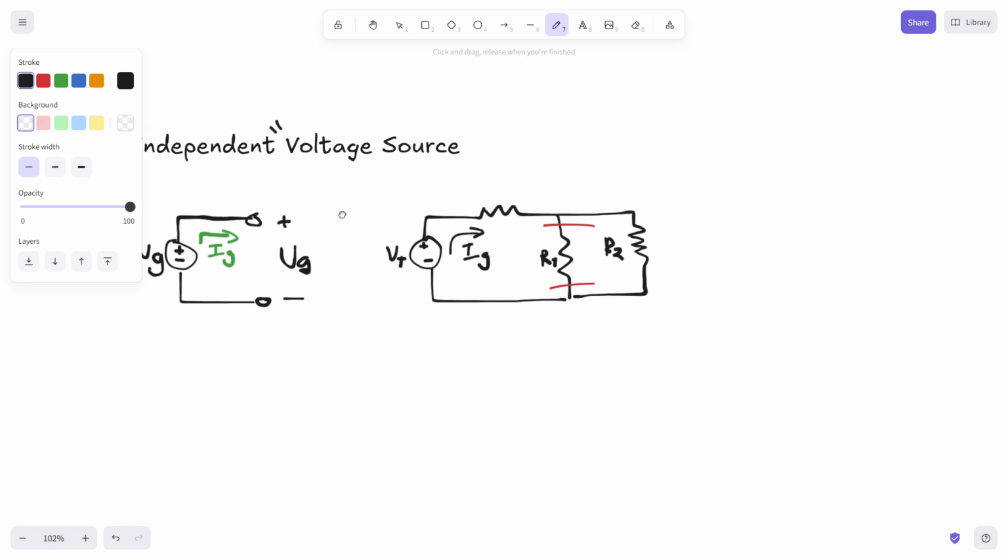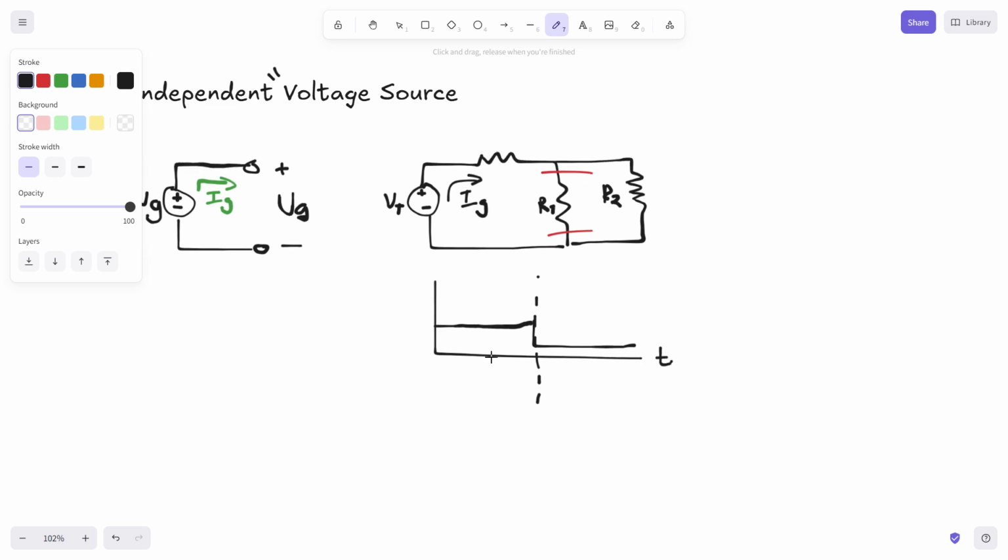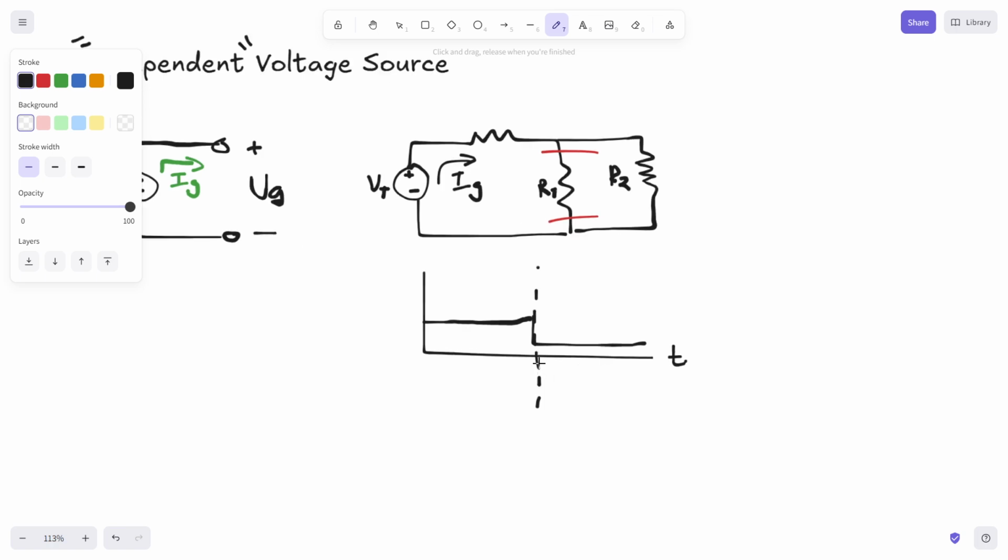Well, what we would see if we were plotting IG across time, like this, if this is T and if he clips it here, we would see that IG is going to be some relatively constant value. And then he adds R2. Well, R2 is much larger than R1. All of a sudden, IG is going to ramp down pretty quickly, pretty fast. It would look almost instant to us.